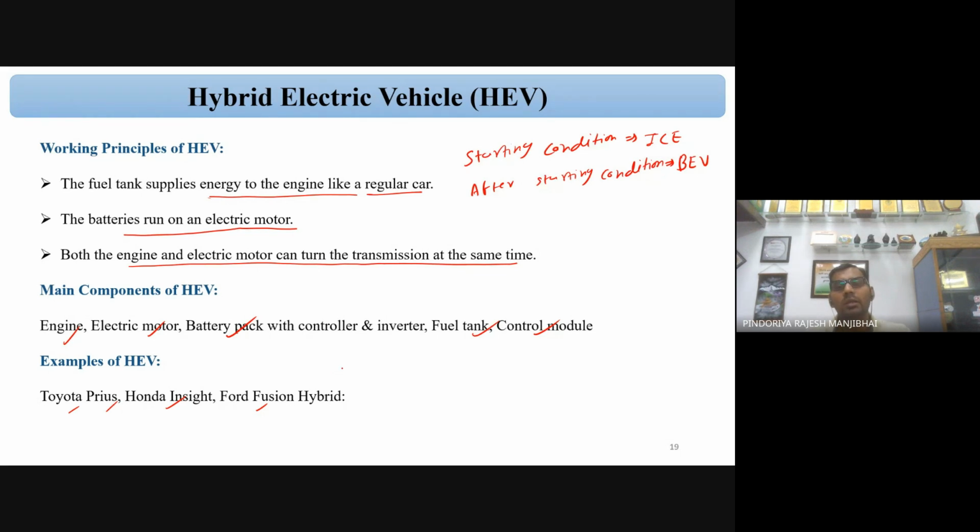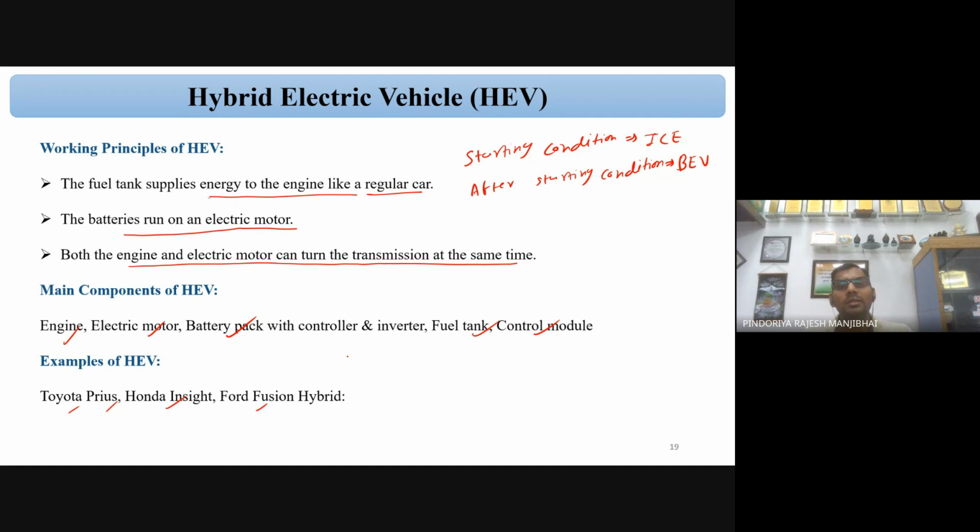And nowadays in the market, compared to the battery operated electric vehicle, the hybrid electric vehicle is in more demand because people do not want to depend totally on a battery operated vehicle. They are thinking we have a backup with the IC engine. So that's why they are going with a battery operated as well as ICE vehicle.